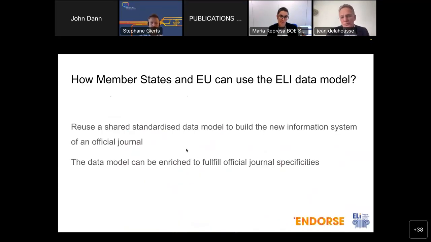The second usage of the standard is that when an official journal wants to create a new information system, they want to renew what they have, it provides a data model that can be reused for their new project. And it's kind of a base for their data model because they can enrich it with their local specificities.